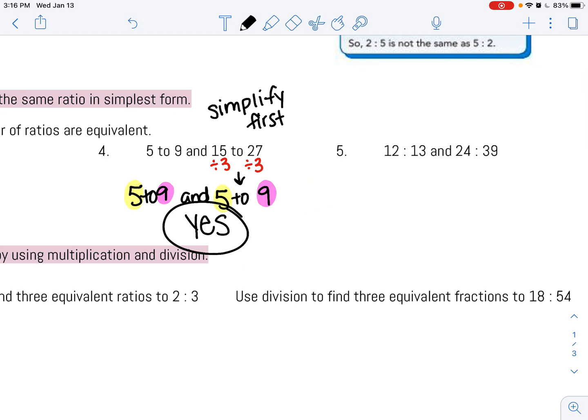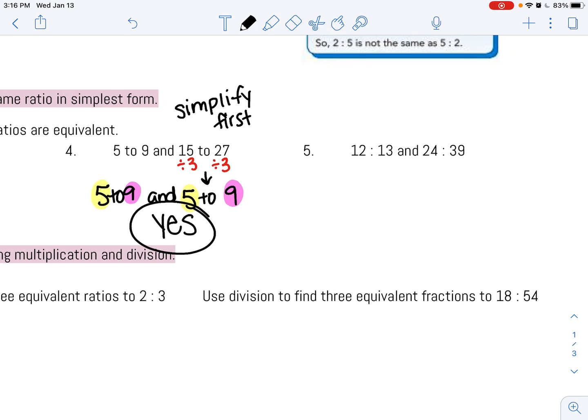All right, let's look here. So again, if I can simplify first, I should do that. So I'm going to take a note for myself and say to simplify first, looking at the ratios of 12 to 13 and 24 to 39. 13 is prime. I cannot simplify this anymore, so I'm going to keep it as is. And now I'm going to look at 24 and 39 to think in my head, do they have a common factor?